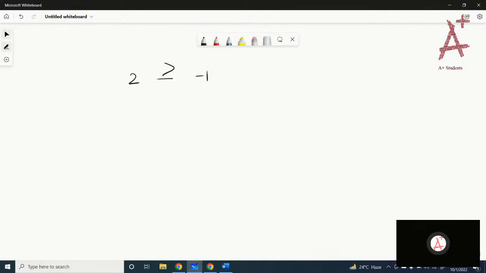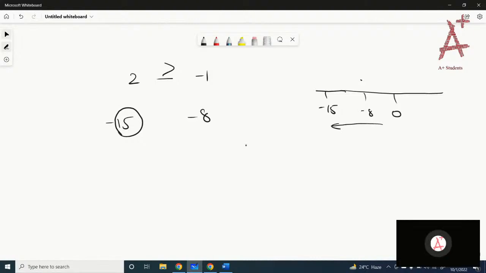Okay, so the other example is negative 15 and negative 8. The negative numbers that are greater in magnitude are less than the numbers that are smaller in magnitude. Got it? Negative 15 is smaller than negative 8 because when you see them on the number line, here you have 0, here you have negative 8, and here you have negative 15. As you are moving far from 0, the numbers are getting smaller and smaller. So negative 15 is less than negative 8. Got it?